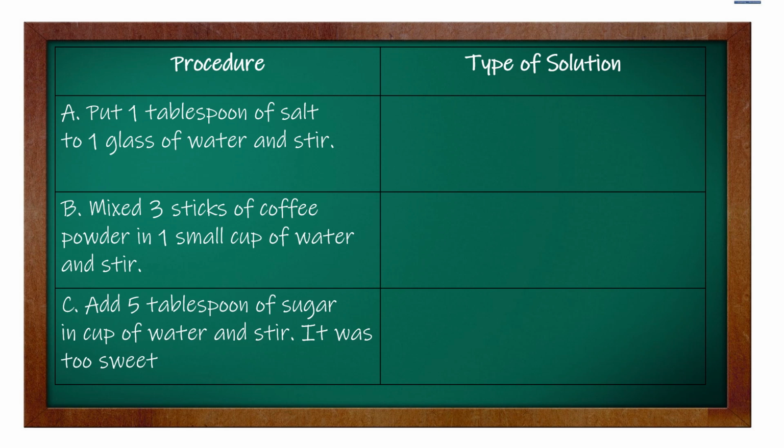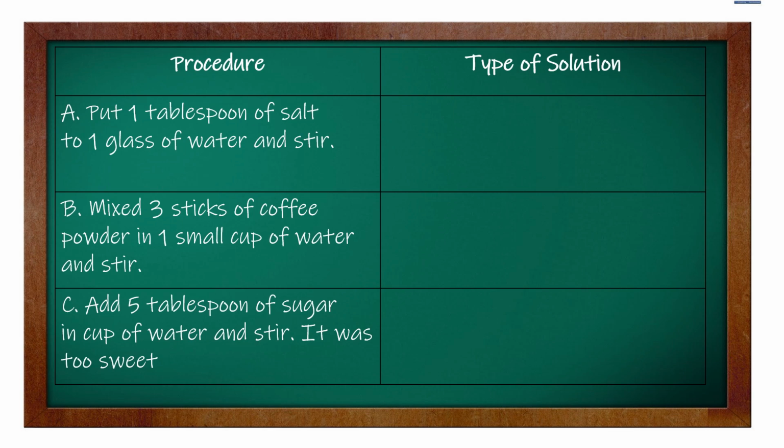Analyze the given situations and identify which is unsaturated, saturated, and supersaturated solution. Write your answer on a sheet of paper. For situation A, put 1 tablespoon of salt to 1 glass of water and stir. Situation B, mix 3 sticks of coffee powder in 1 small cup of water and stir. Situation C, add 5 tablespoons of sugar in a cup of water and stir. It was too sweet.